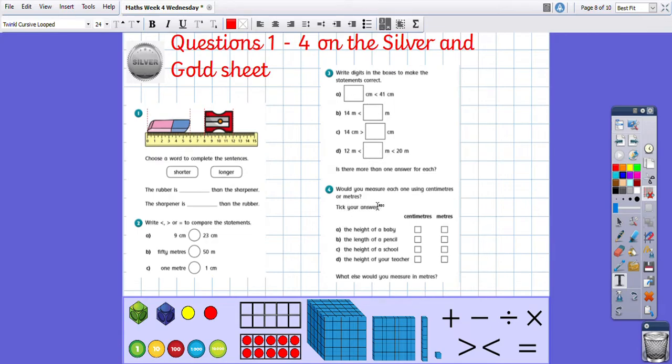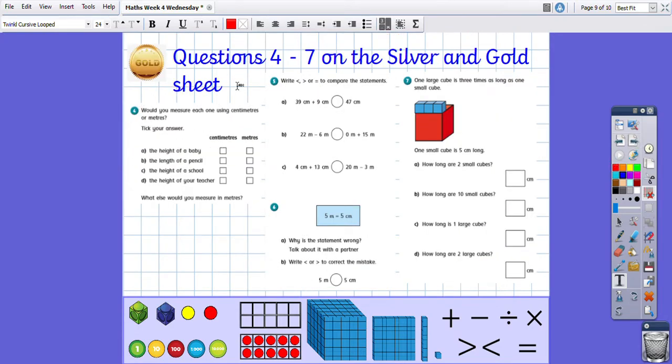And question 4, would you measure each one using centimetres or metres? Okay, so you've got A, B, C and D, and you need to tick which one you would do. And then the last bit is, what else would you measure in metres? See if you can come up with 5 other things in your house that you would measure in metres. The more creative, the better.